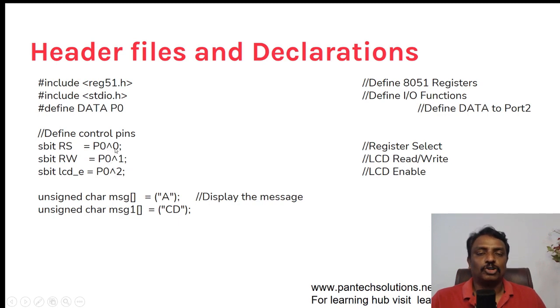I'm assigning the 0.0 pin to RS (register select), 0.1 to RW, and 0.2 to LCD enable. Okay, and just declaring a message for displaying the first row. There are two rows here. For the first row, I'm displaying AB, and in the second row, I display CD. We could change the message.